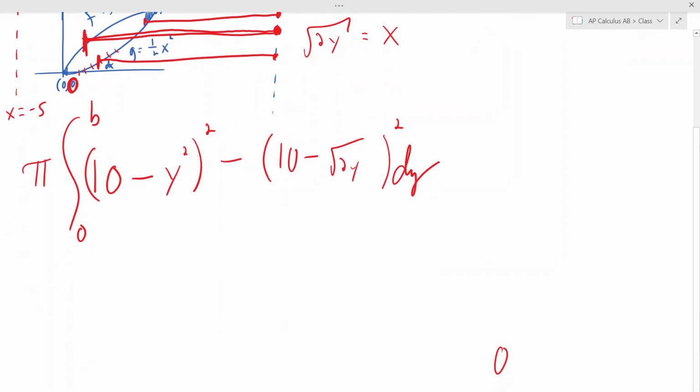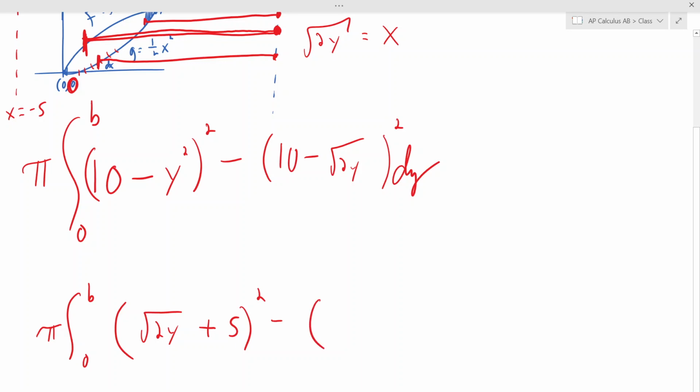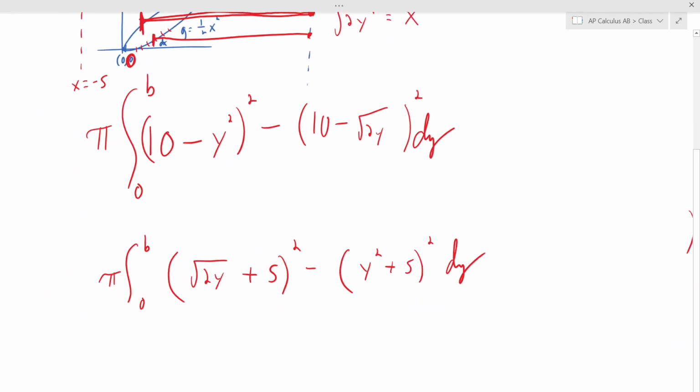Ready? You should have gotten pi times the integral from 0 to b, because that's what y is doing. Big R is going to be g, but you've got to solve for it, which we already did. So it's root 2y minus negative 5. Boom. It's big R squared minus little r squared. So that's going to be f, which we said was y squared, minus negative 5 squared, dy. Any questions?